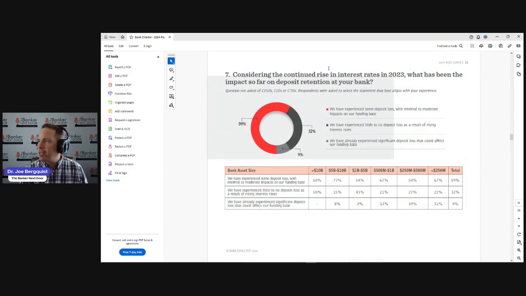Considering the continued risk in interest rates of 2023, what has been the impact so far on deposit retention at your bank? 59% say we have experienced some deposit loss with minimal to moderate impact on our funding base. I'd say that's probably pretty accurate. We have experienced little to no deposit loss as a result of rising interest rates, 32%. And then 9%, we have already experienced significant deposit loss that could affect our funding base.